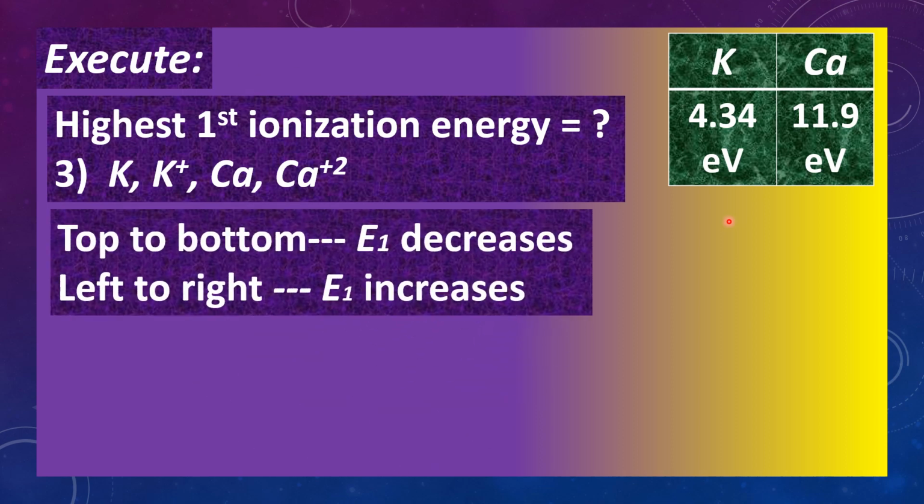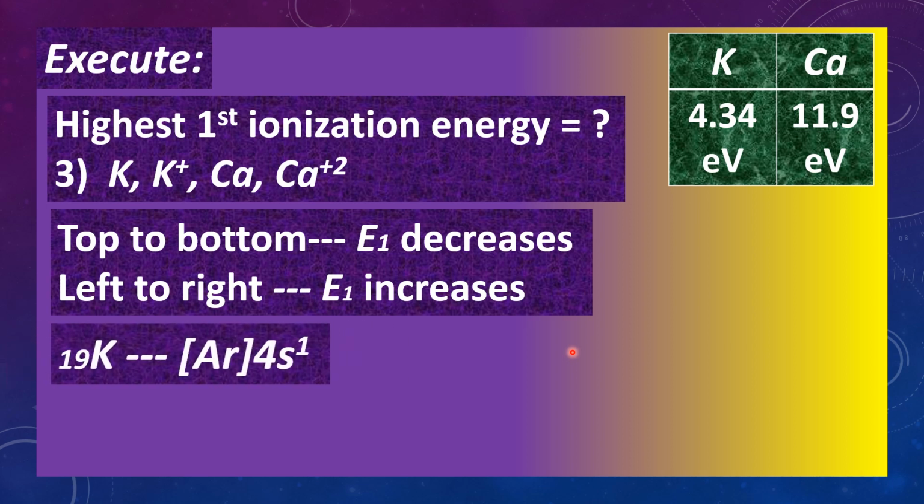So this comparison of the first ionization energy between calcium and potassium agrees with our trend for the same period. The first ionization energy increases from left to right. Now, we can also use the electron configuration of each of these atoms.